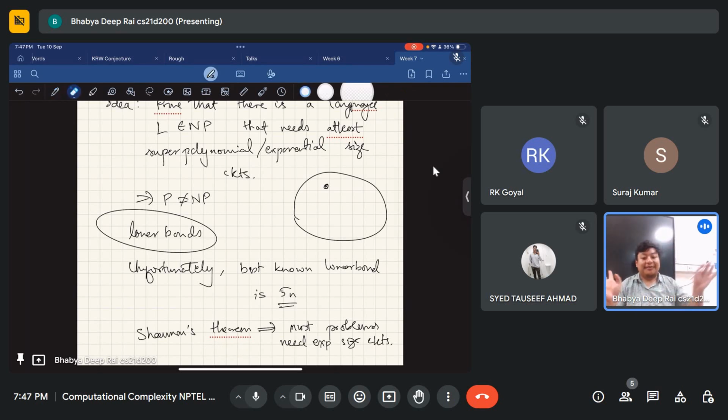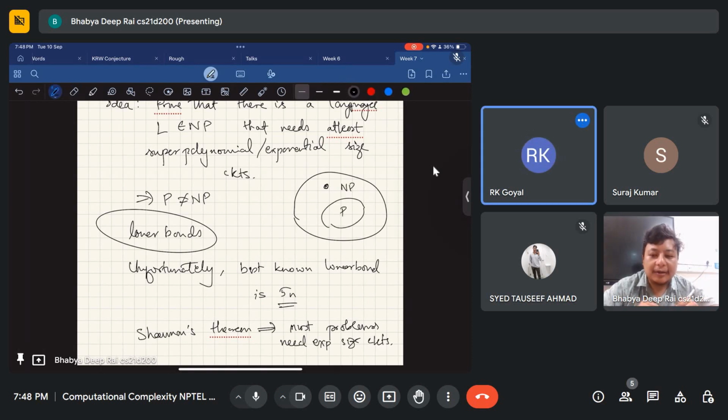So yes, most languages require exponential size circuits, but unfortunately, it's an ironic and sad state of affairs that we have not even been able to come up with one language. It need not be in NP even. It may be in EXP or NEXP, whatever, that requires exponential size circuits. So the best known lower bound is 5n. Is that clear?